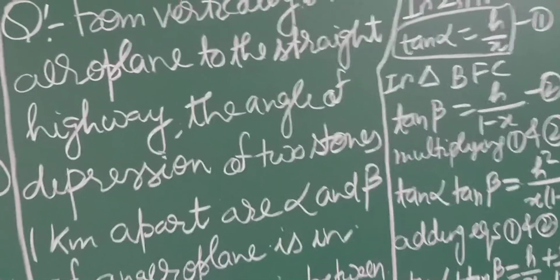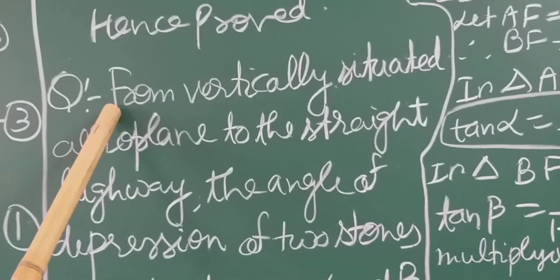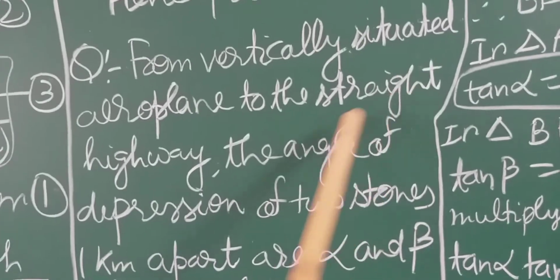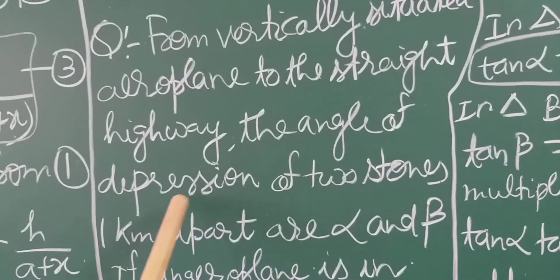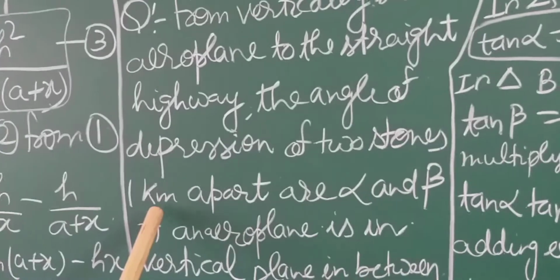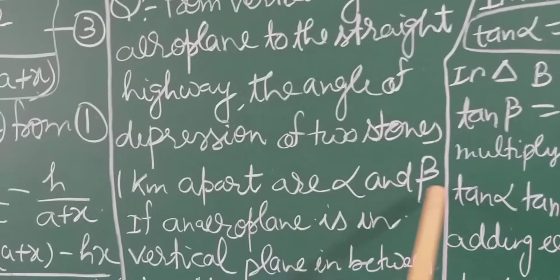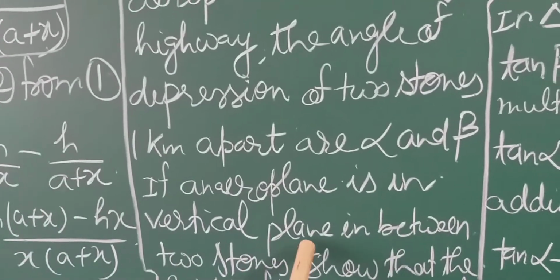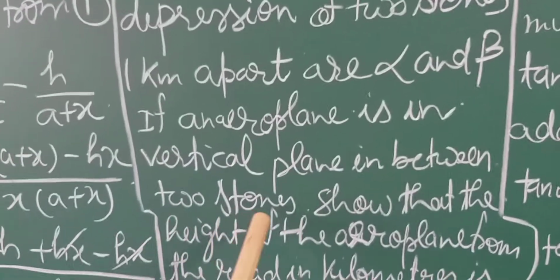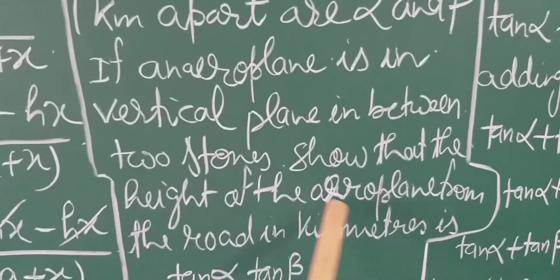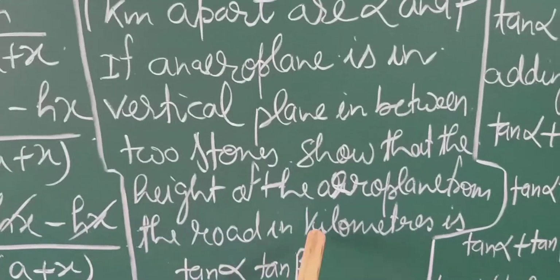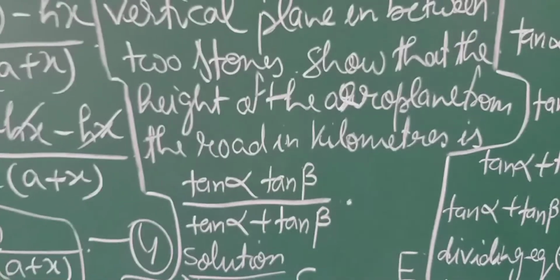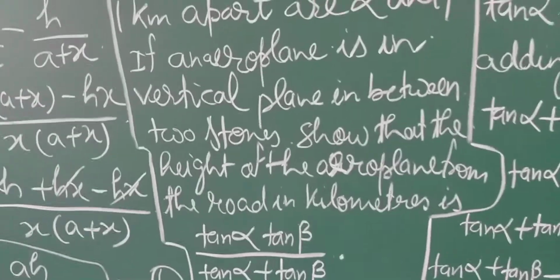Now student, one more question. Question number 2. From a vertically situated aeroplane to the state highway, the angle of depression of two stones 1 kilometer apart are alpha and beta. If the aeroplane is in the vertical plane in between the two stones, show that the height of the aeroplane from the road in kilometers is tan alpha tan beta upon tan alpha plus tan beta. The same kind of question.